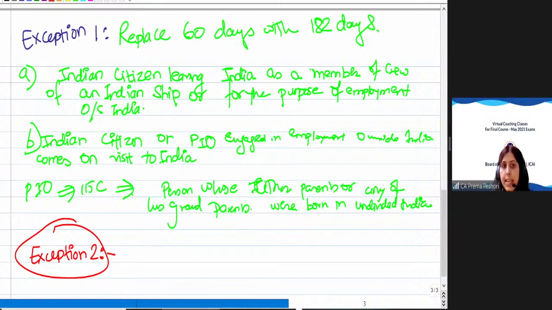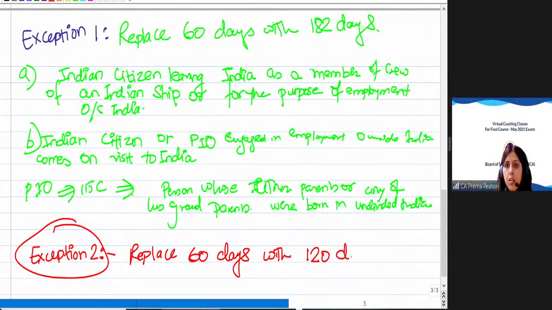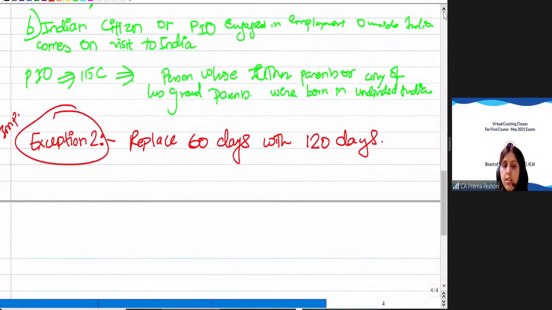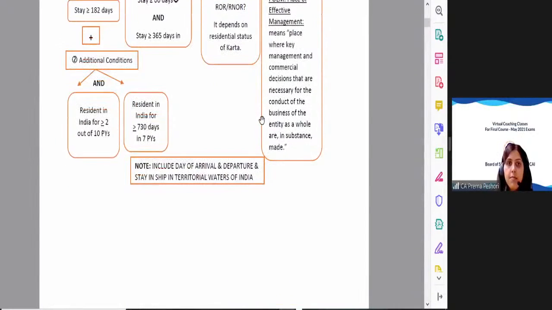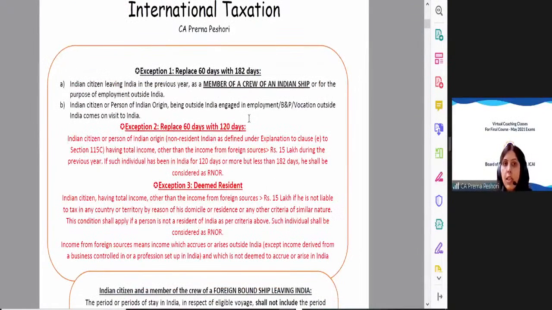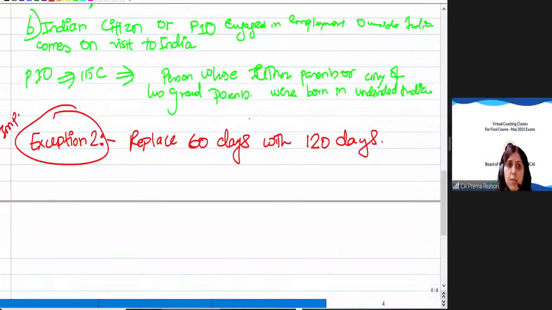What is that? It says replace 60 days with 120 days. So this is the amendment for your attempt, and it's very, very, very important. Now, for whom do we have to replace the 60-day period with a 120-day period? So what does this amendment say? Let's read it together. So see, Indian citizen or a person of Indian origin.